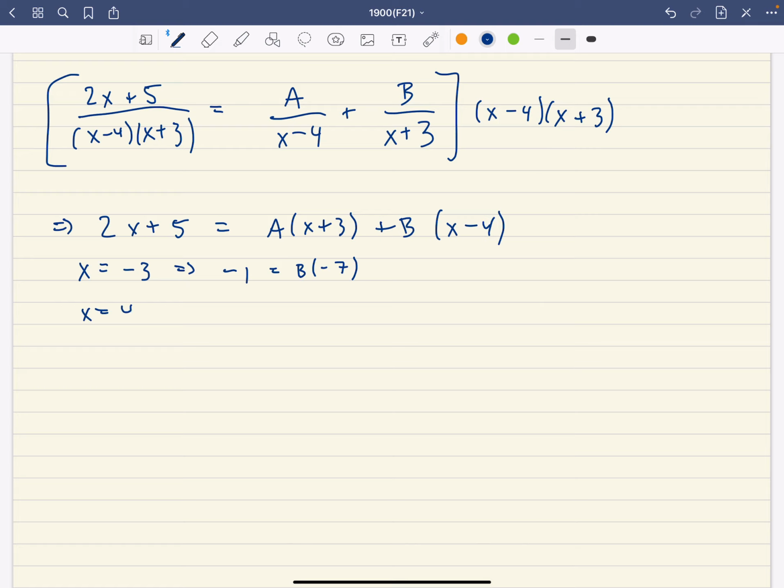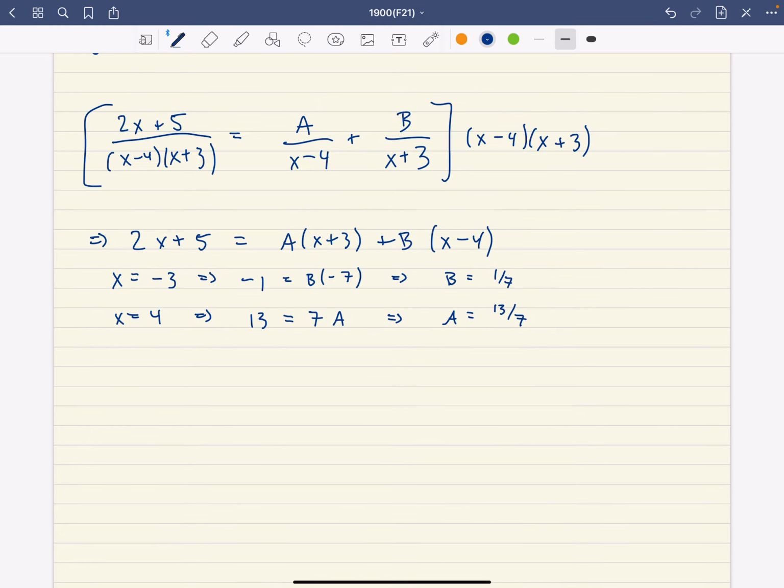And if we plug in 4, on the left side we get 2 times 4 is 8, plus 5 is 13, which equals 7a plus 0b. This tells us that b is 1/7 and a is 13/7.